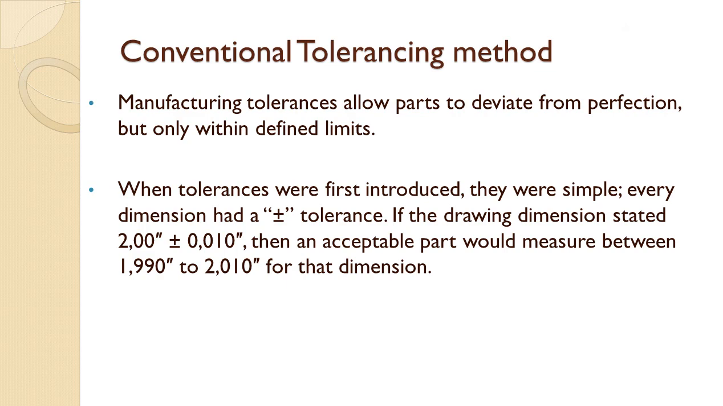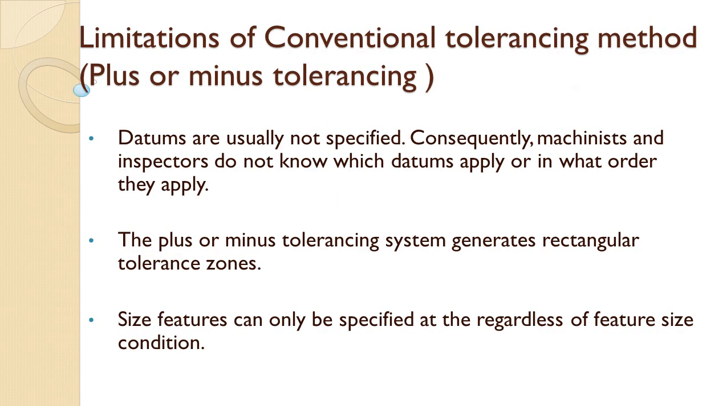As engineering progressed and parts became more complicated, a new method of implementing tolerance was created, that is geometric dimensioning and tolerance. Limitations of the conventional tolerancing method. Datums are usually not specified in the conventional tolerancing method. Consequently, machinists and inspectors do not know which datums apply or in what order they apply. Datums are required to relatively position the features with respect to another feature in the same part.